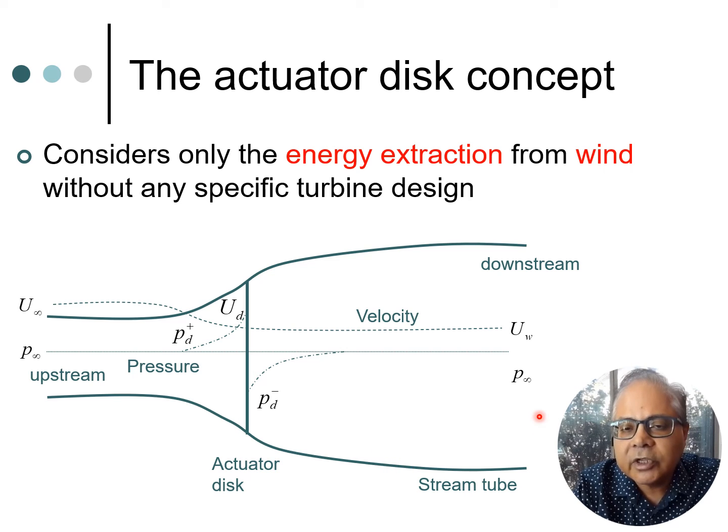Now far downstream, this is the wake. So we have uw as the velocity here. We have p infinity as the pressure in the far wake, and that is going to essentially complete our flow field picture here. So far upstream is infinity, far downstream is w, and at the actuator disc is d. These are the subscripts we are using here to denote the velocities and the pressures.